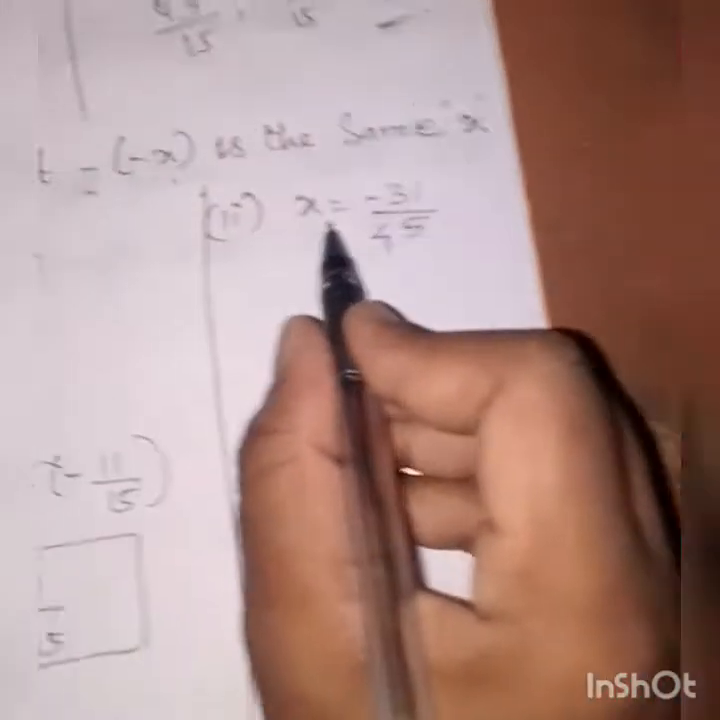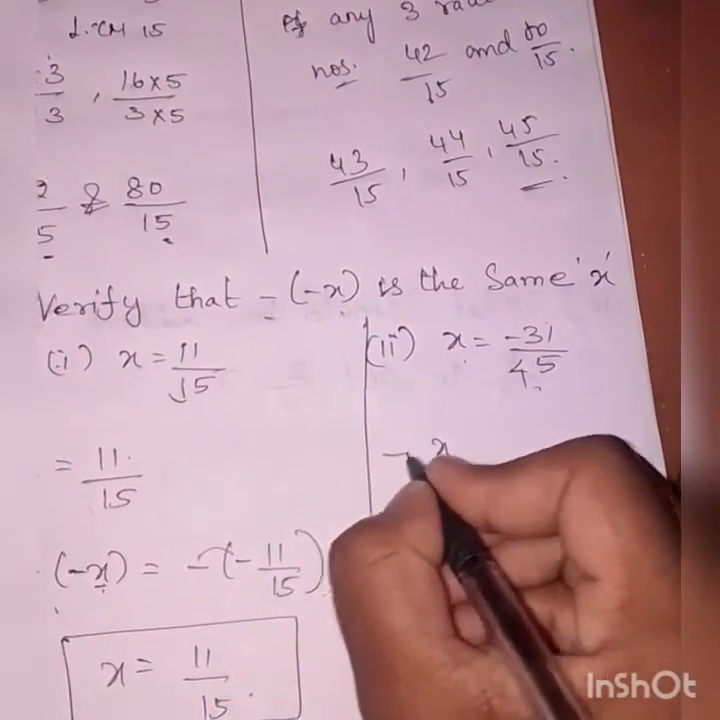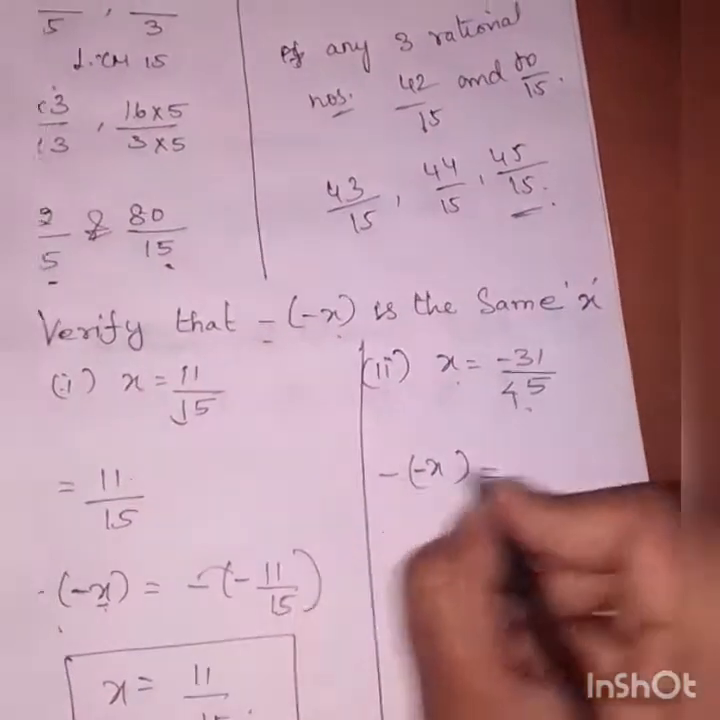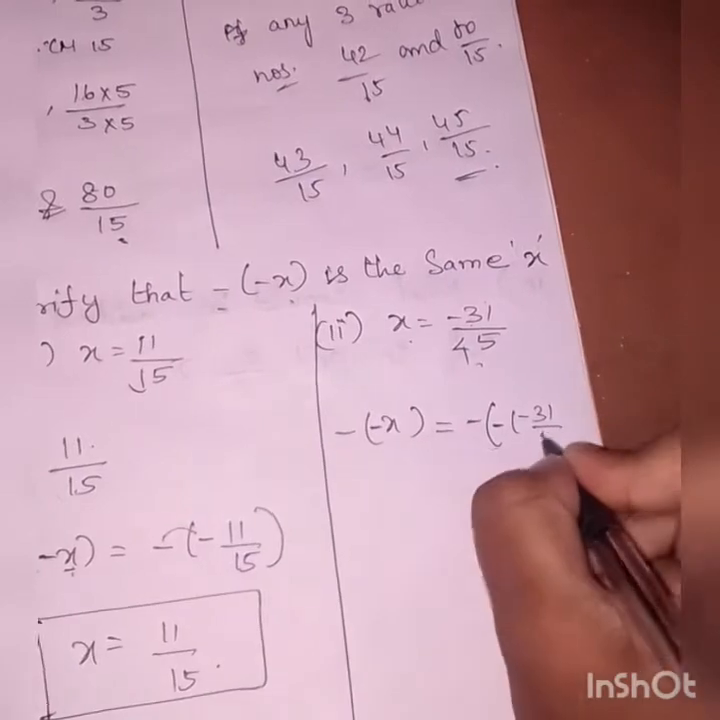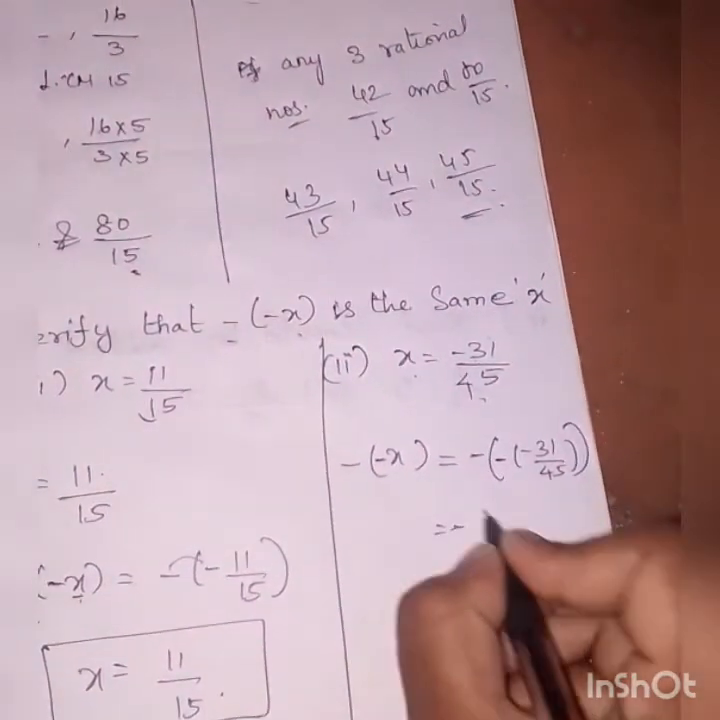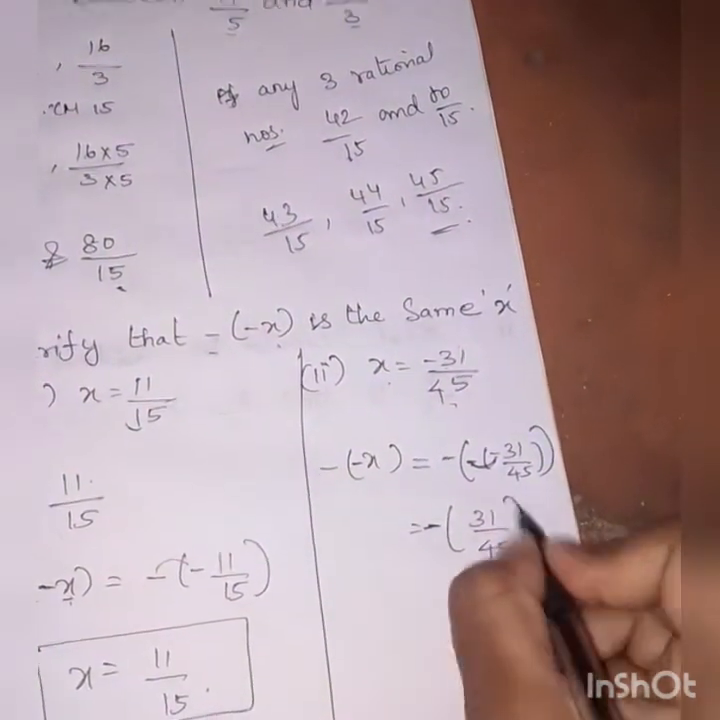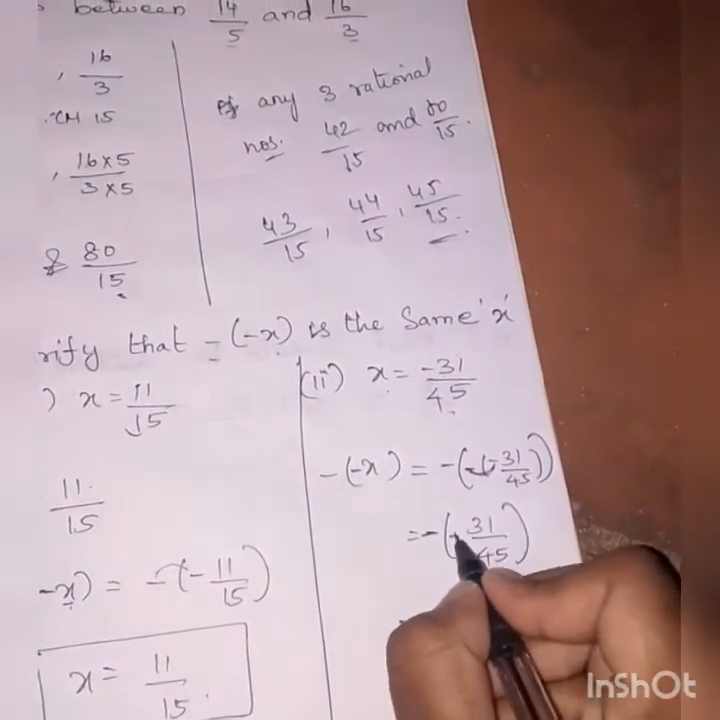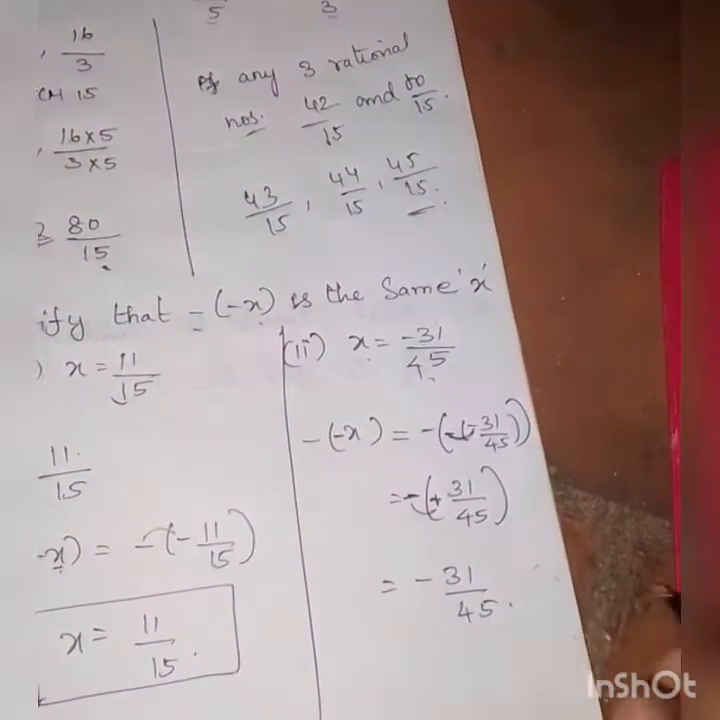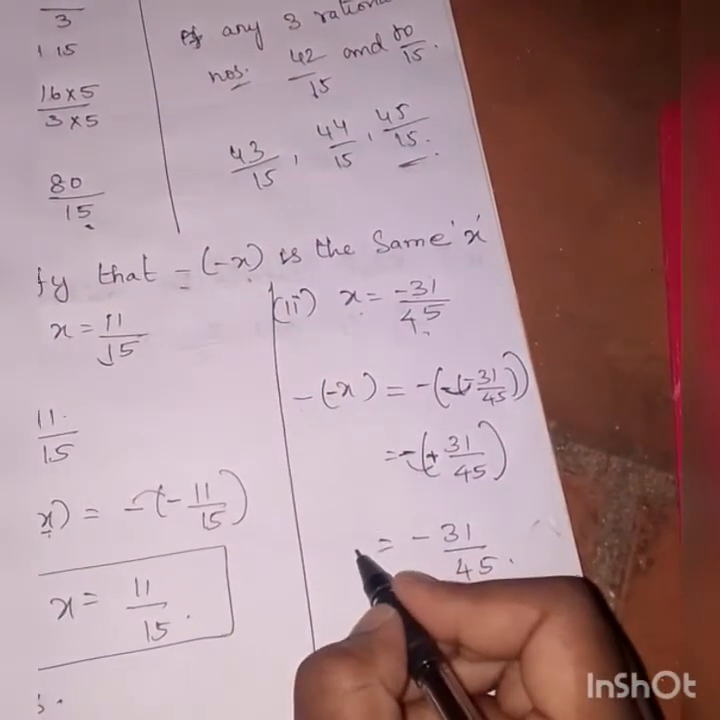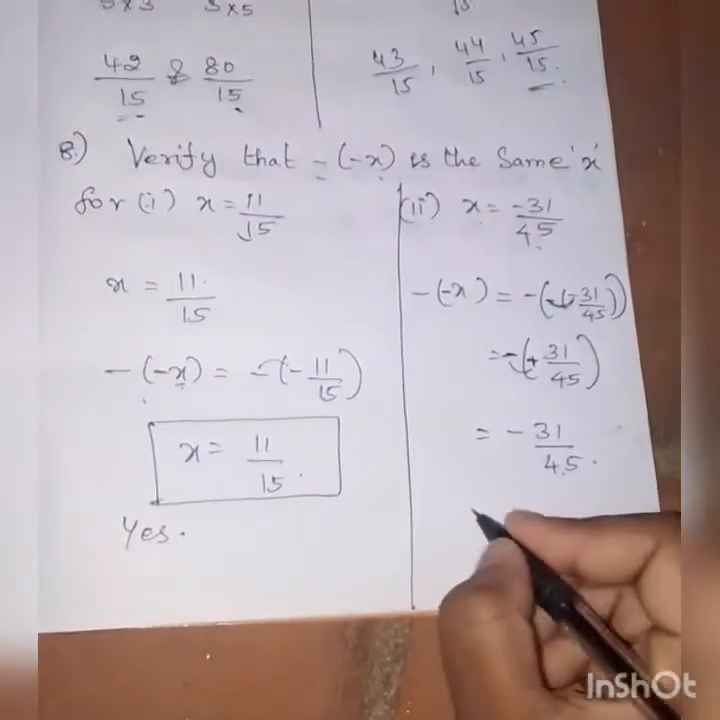Then your second subdivision, x equal to minus 31 by 45. Your formula is minus of minus x. What is your x value? Again minus 31 by 45. Now just multiply. So minus into minus is plus 31 by 45. If there is no sign, what is present? Plus. So minus into plus, again minus 31 by 45. Is this the same x value? Yes, it is the same.